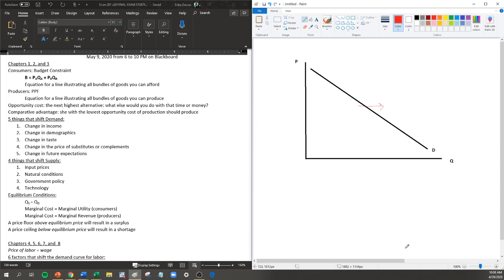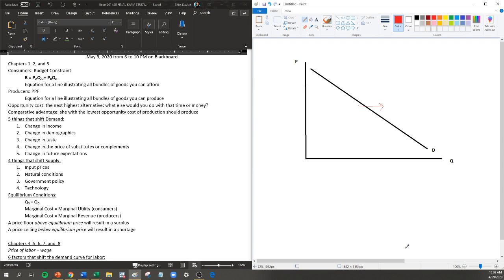Change in the price of substitutes or complements. A substitute is a good that you could buy or use instead of another good. So instead of grape jelly, a substitute for grape jelly is orange marmalade, perhaps raspberry jelly. If the price of grape jelly goes up to $1 million overnight, we're probably going to see the demand curve for orange marmalade or raspberry jelly shift outward. Grape jelly has become too expensive, and so now instead of buying grape jelly, we will buy any substitute.